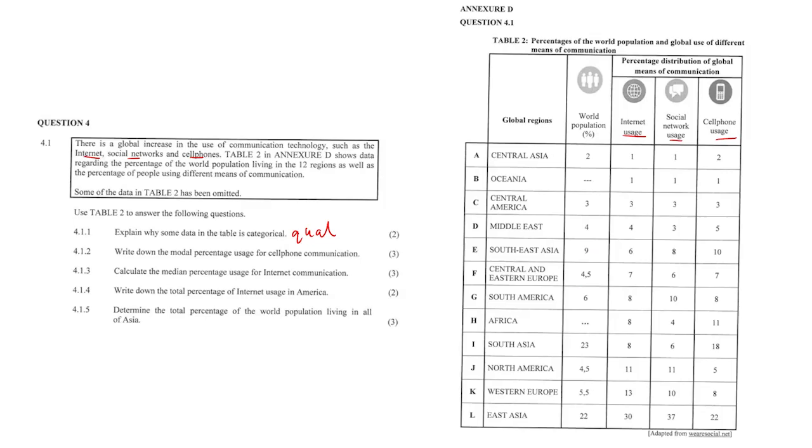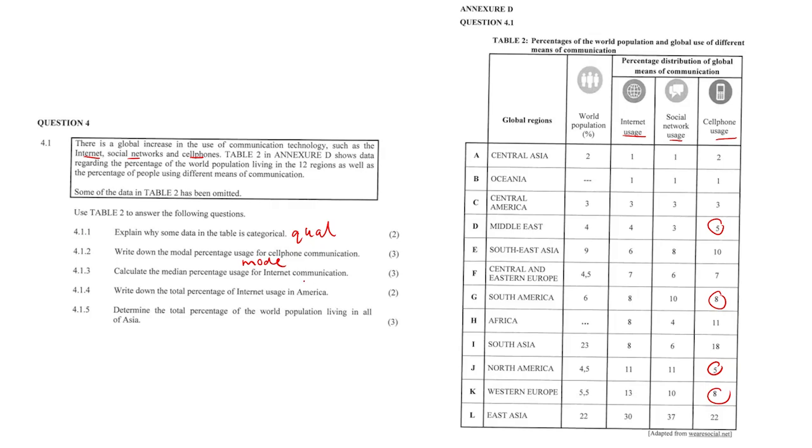4.1.2, write down the modal percentage usage for cell phone communication. So it's the mode. The mode is the number that repeats itself the most. So we've got a repetition of 5 and 5, 8 and 8. So we've got 5% and 8%.